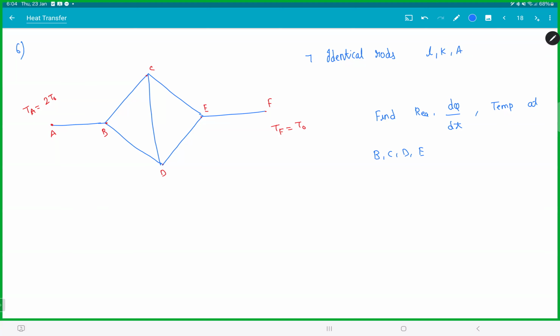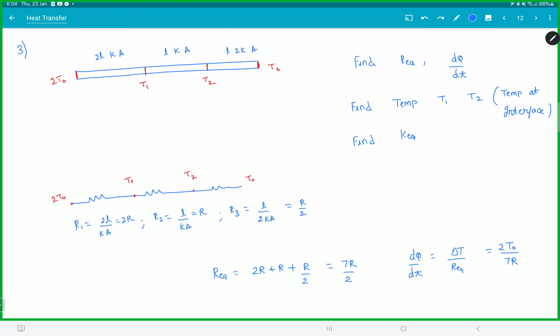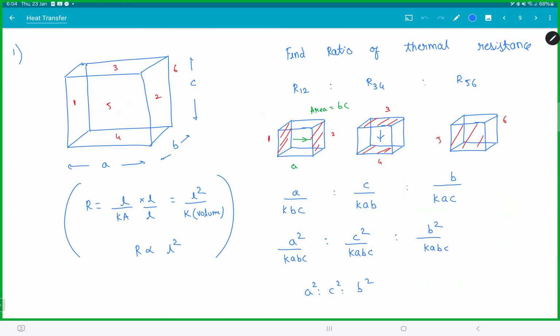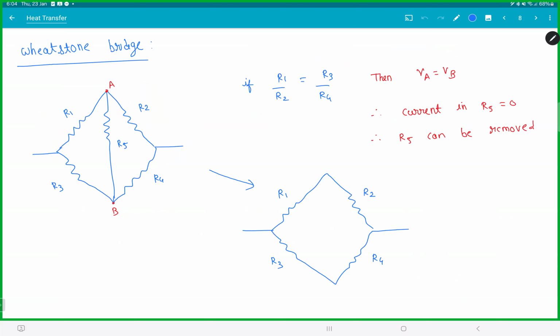What is this? Do you remember? This is a Wheatstone bridge. That rod CD in the middle can be removed, na? Because if you see this resistance by this and this, the ratio is same. That was the third thing I taught you last time: series, parallel, and Wheatstone bridge. Remember this? If the ratio of the resistances are equal, you can remove the central rod. Then it becomes easy to solve.